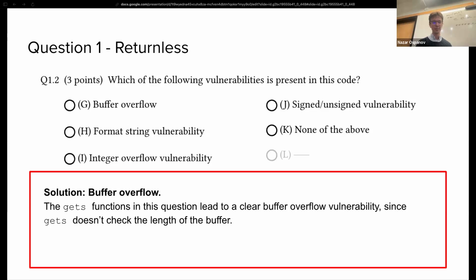Specifically, gets just doesn't ever check the length of the buffer. On the other hand, fgets is a different story. But since we have gets here, it's going to be buffer overflow.